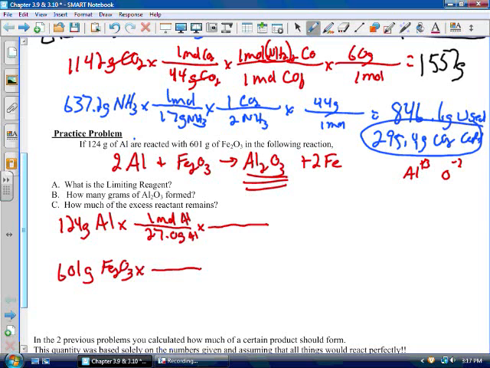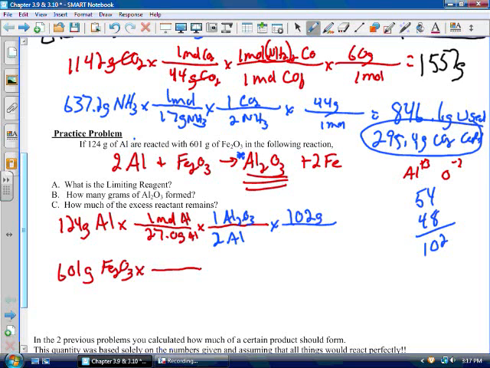There's 1 Al2O3, which is what I want, over 2 Als. Then off to the side, let's figure out our molecular mass. So 54 is the mass of 2 aluminums, plus 48, which is the mass of 3 oxygens, 3 times 16, gives me a total of 102 grams per mole.